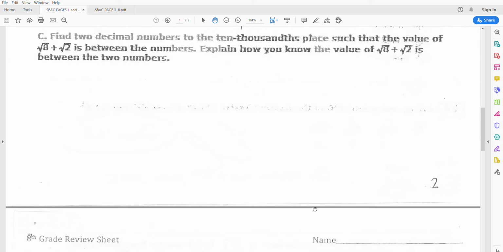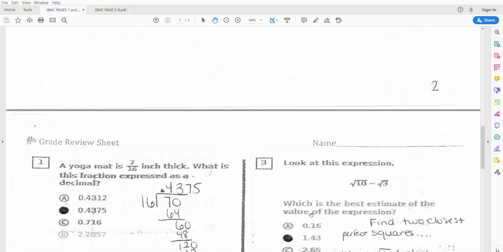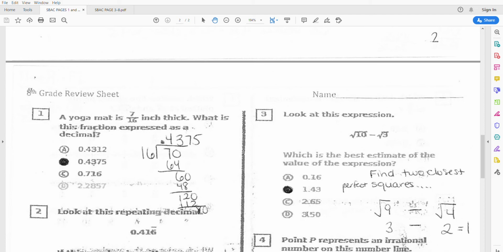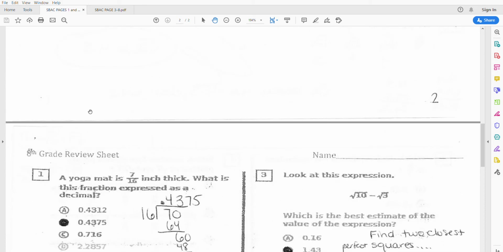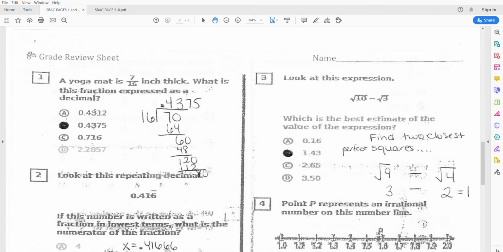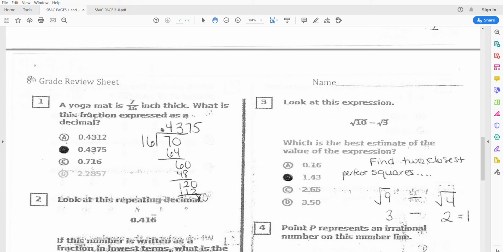Okay, let's see, going down. Page 3, I believe it's page 3, or page 2. Number 1, a yoga mat is 7/16 inches thick. What is this fraction expressed as a decimal? Actually, this could be page 1. I apologize, they must have scanned backwards. So above was page 2, and this is page 1.